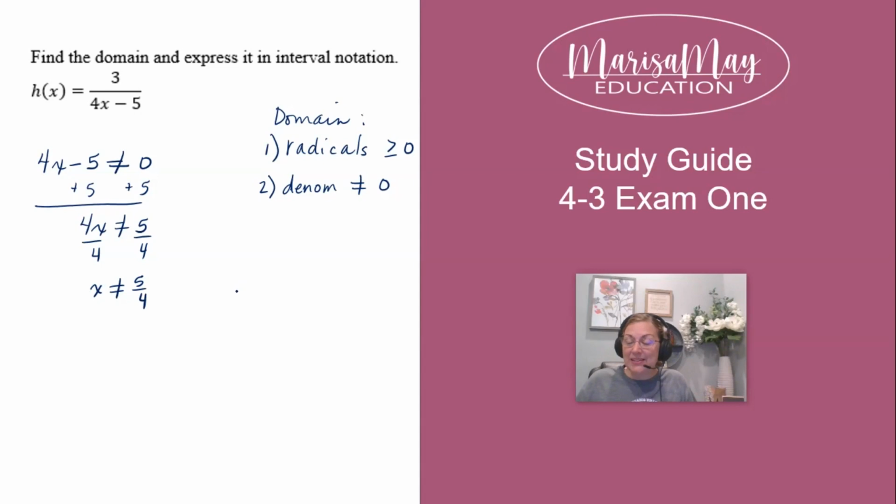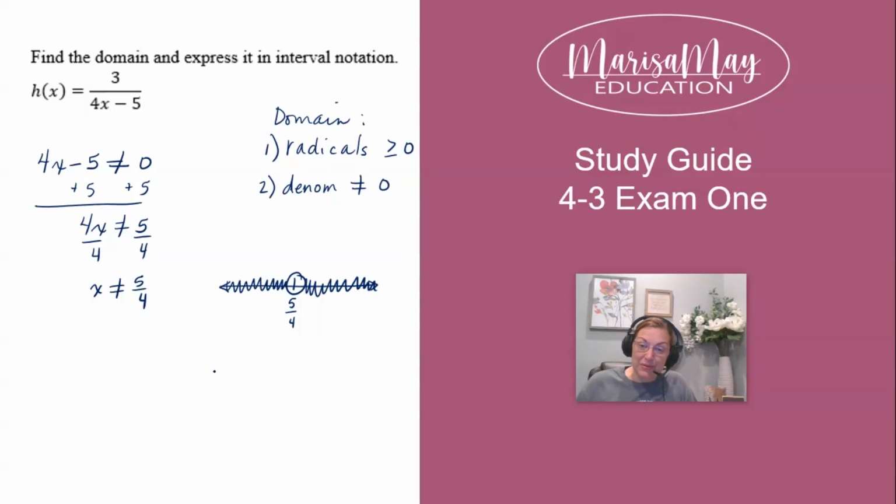That's my domain. But now I'm being asked to represent it in interval notation. So let me show you how I would do that. I'm going to draw a number line to represent all the values that are in the domain. That's every value except 5/4. So I'm going to shade every value on this number line, again, except 5/4.